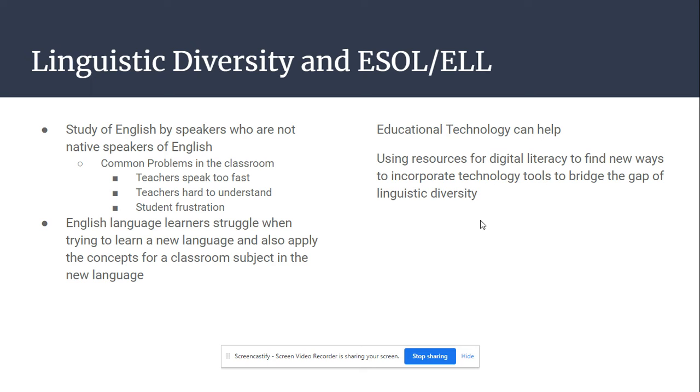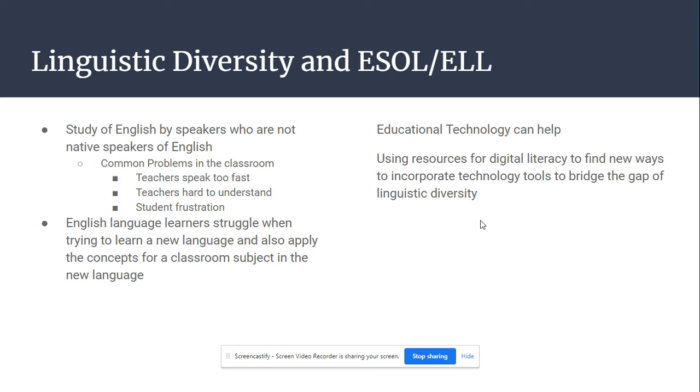Linguistic diversity in ESOL and ELL is the study of English by speakers who are not native speakers of English. Common problems are teachers speak too fast, teachers are hard to understand, students get frustrated. A lot of the English language learners struggle when trying to learn a new language and also apply the concepts for a classroom subject in the new language.